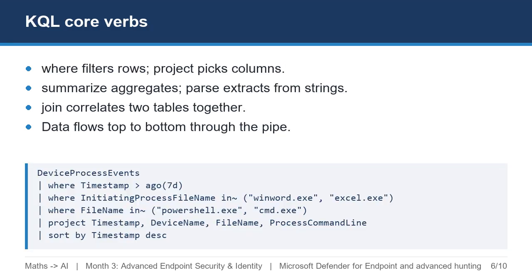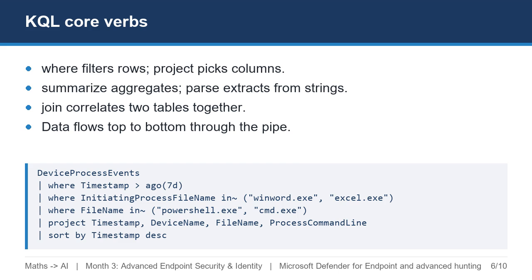KQL reads top to bottom, piping a table through each operator. Learn 5 verbs and you can hunt. Where filters rows. Project chooses which columns to keep. Summarize aggregates, like counting. Parse pulls a value out of a text field. And join correlates 2 tables.